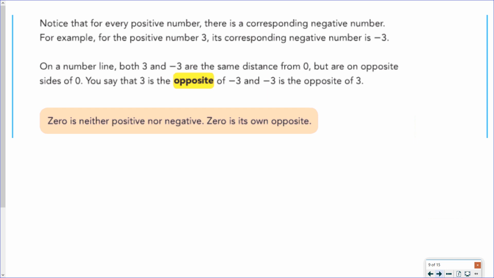For every positive, there's a corresponding negative. So for positive 3, its corresponding is negative 3, and so they are opposites of one another. So every positive number has an opposite. So positive 3's opposite is negative 3. Negative 13's opposite is positive 13, and so on. 0, though, is neither positive nor negative. 0 is its own opposite, or you could even say that 0 has no opposite.